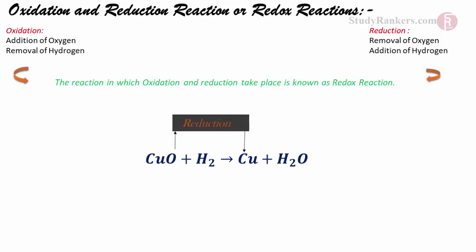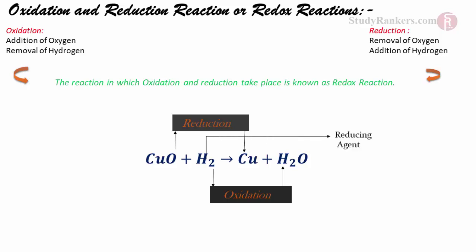CuO plus H2 gas, which gives Cu and H2O. Copper oxide has been reduced to copper. This process is called reduction. Hydrogen gas has been oxidized to water. This process is called oxidation. Hydrogen is here reducing agent as it has reduced copper oxide. Copper oxide is oxidizing agent as it has oxidized hydrogen gas.